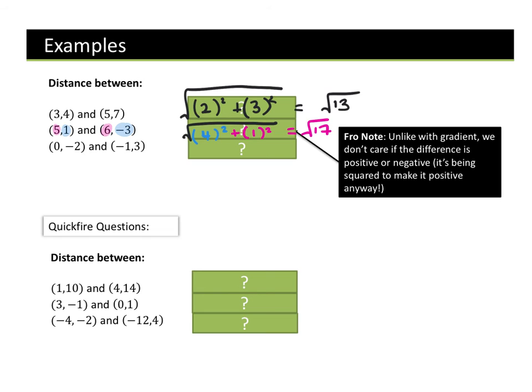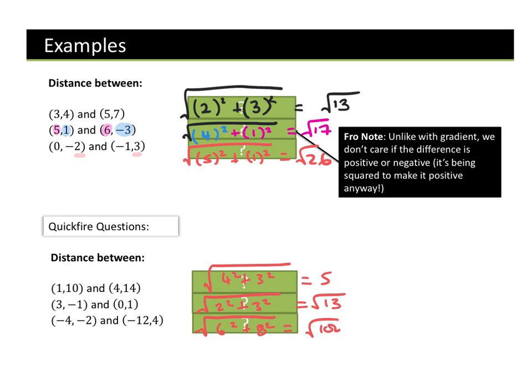Now for the last one, the difference between 3 and -2 is 5 squared plus the difference between 0 and -1, which is 1 squared, which is root 26. So then we're going to have the square root of 4 squared plus 3 squared, which is 5. We're going to have the square root of 2 squared plus 3 squared, which is root 13. And then we're going to have the square root of 6 squared plus 8 squared, which is root 100, which is 10.